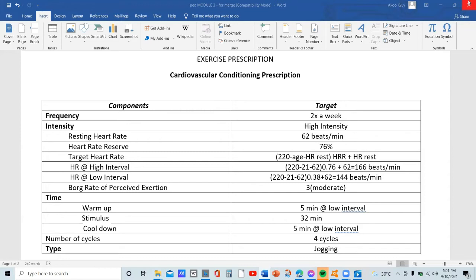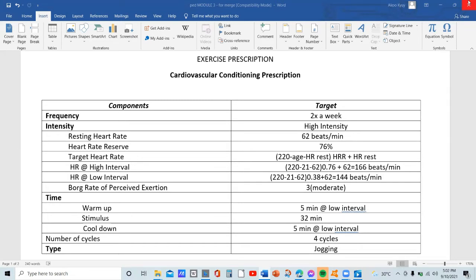Then for the heart rate at low interval, it is almost the same process, but the only difference is that in order to get the heart rate at low interval, the heart rate reserve must be half of its original value. And since I got 76%, I divided it by 2. So that's why I got 0.38. After that, we are now done with the intensity.